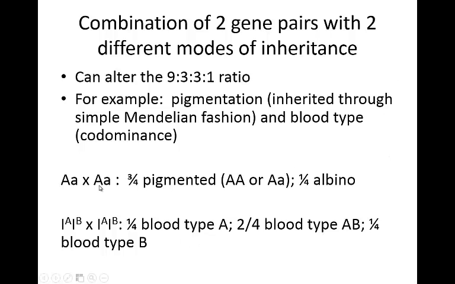So if you were to cross an individual, I'm just looking at pigmentation here, if you were to cross a heterozygote with a heterozygote, what you would expect is 3/4 of the offspring to be pigmented, and this would be A_ or the heterozygote, and you would expect 1/4 of them to be albino or a homozygous recessive. Now, if you were to look at the blood type, and you were to cross an individual who is type AB with an individual who's type AB, what you would expect to see is that 1/4 of them would be blood type A, 2 out of 4 of them would be blood type AB, and 1 out of 4 of them would be blood type B. And you can set up the Punnett square to see that for yourself.